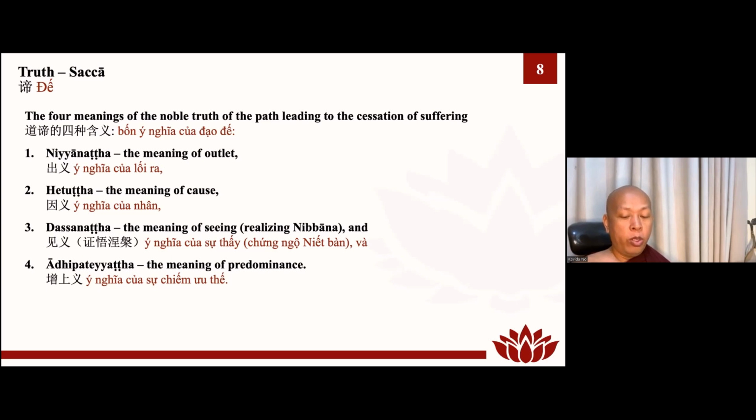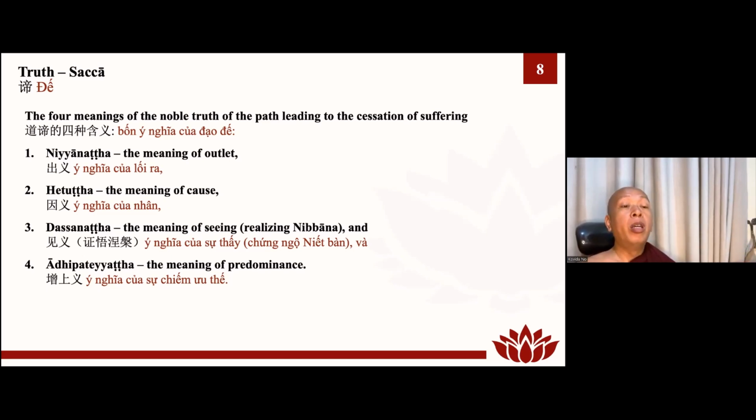Right? So that's why they are also called the noble truth of the cessation of suffering. Sorry, the path leading to the cessation of suffering. So that means actually the noble truths, the noble four paths also make people understand the 5 aggregates, 12 bases, and their causes. Then that's when they also call, right? Or the Niyadatta, Hetutta, Dasanatta, Adipateyata.